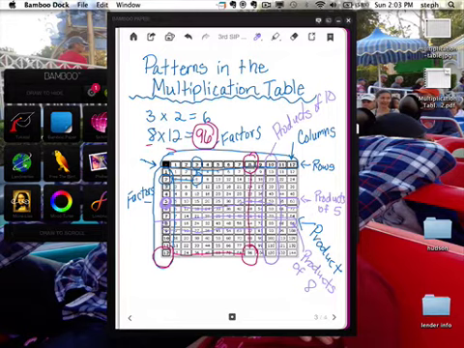However, like I said, you always want to memorize your multiplication facts and use your strategies.